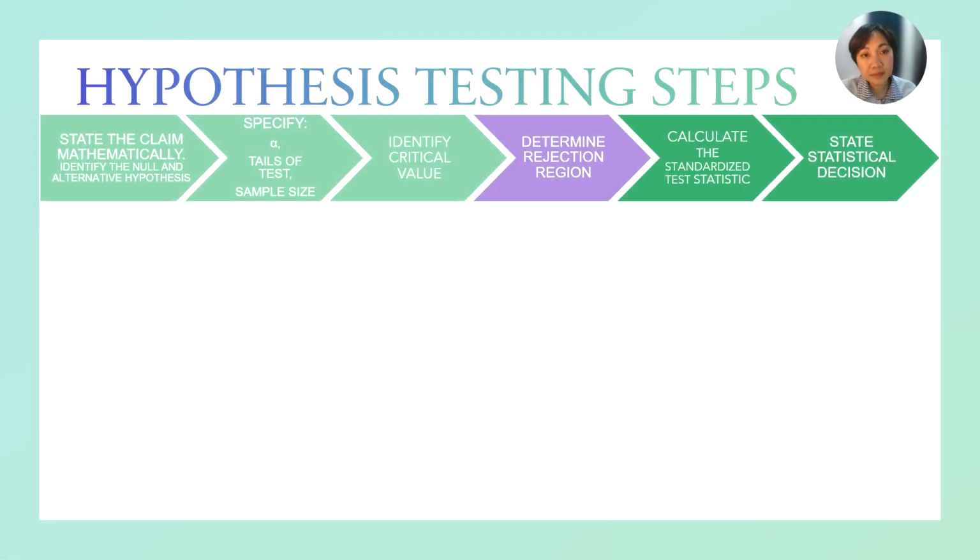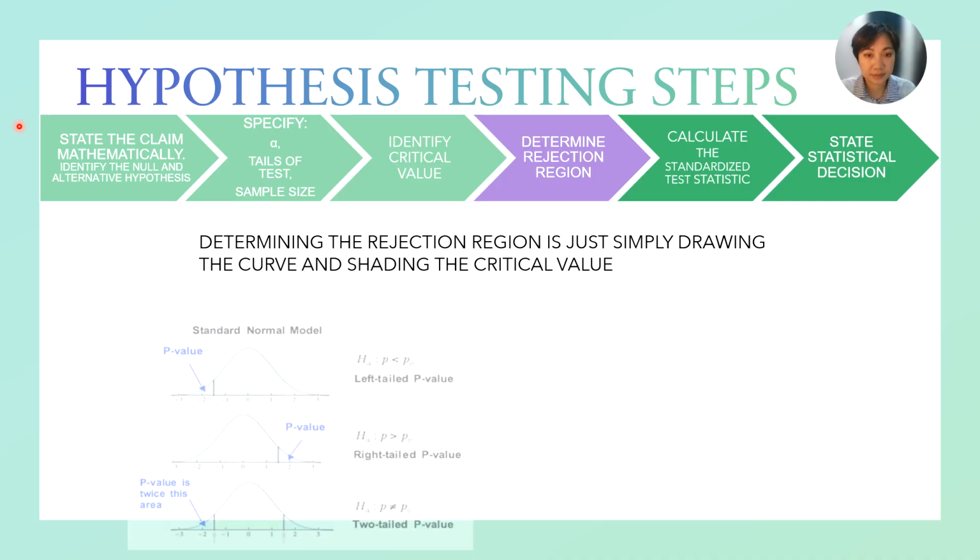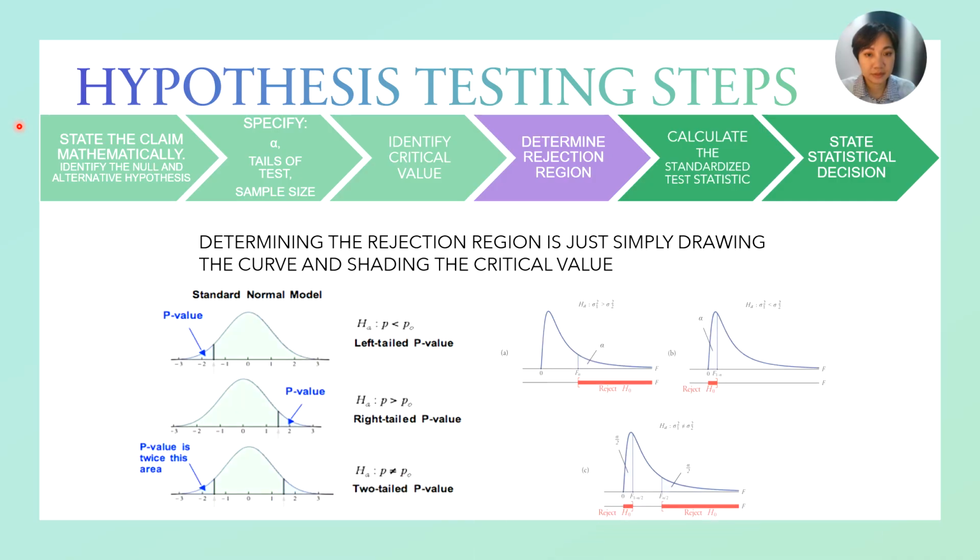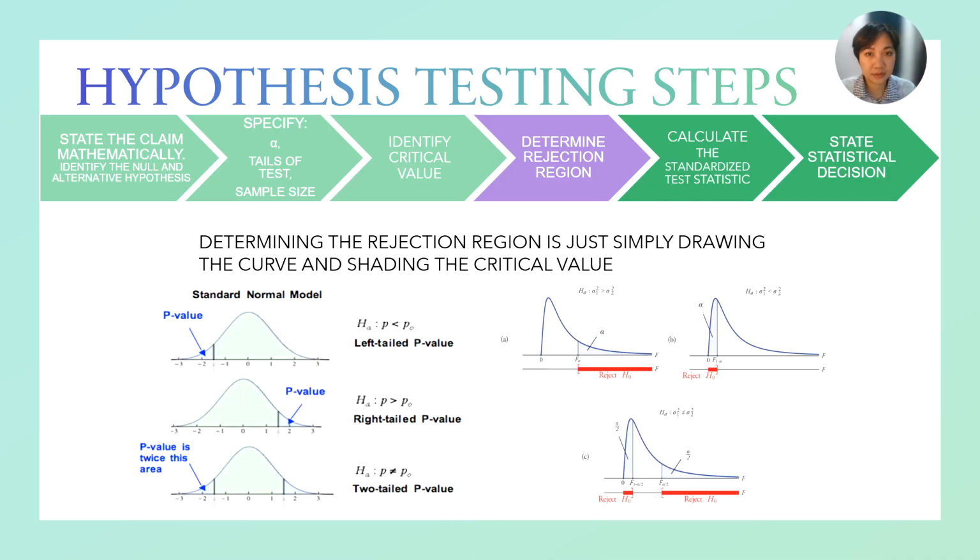Step 4 is simply determining the rejection region, and that is by drawing a visual diagram of it. How will you do that? Right, so it would look like that, of course.